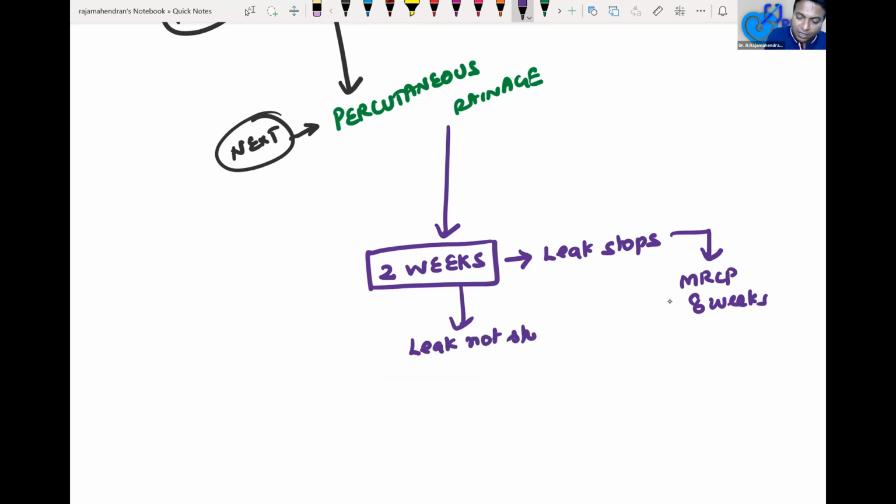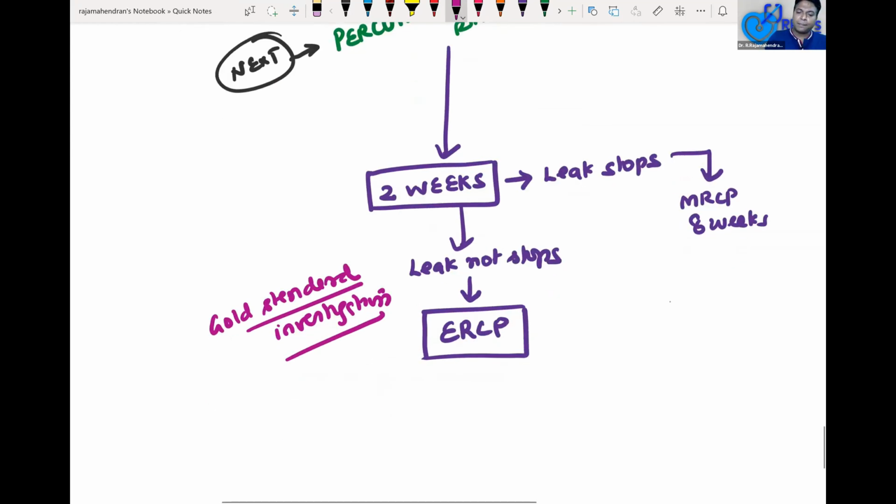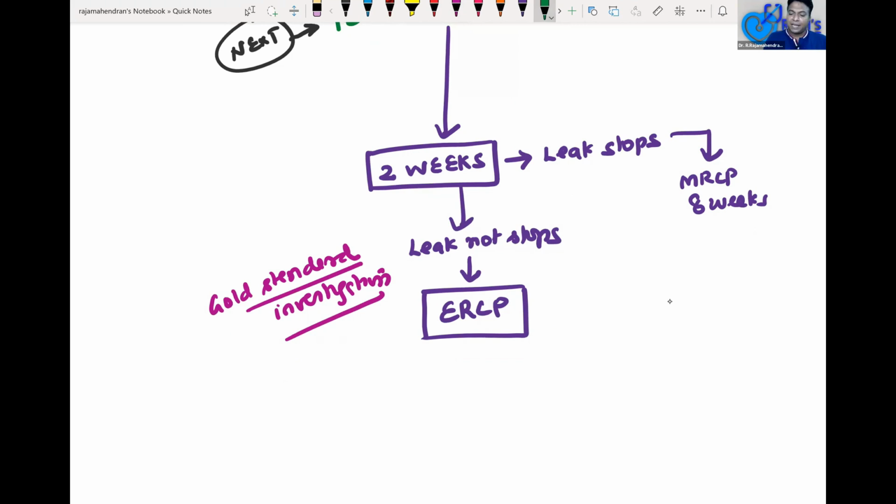If the leak does not stop, then I should do the gold standard investigation for bile duct injury. This is again a NEET PG question. The gold standard investigation for bile duct injury is ERCP. Please don't forget, the gold standard is ERCP. For ERCP, there is a very commonly asked MCQ classification. These are all full of PG related topics. The Strasbourg classification.